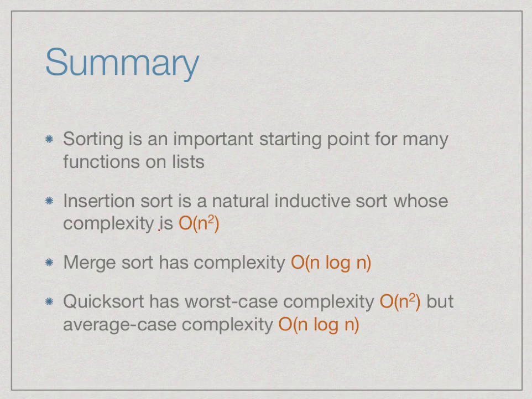Quicksort is a bit simpler than merge sort because we don't have to have a merge step. We divide the things according to a pivot element and then we just paste the resulting lists together. This has a worst case complexity of order n squared, but you can actually show that Quicksort has an average case complexity of order n log n.